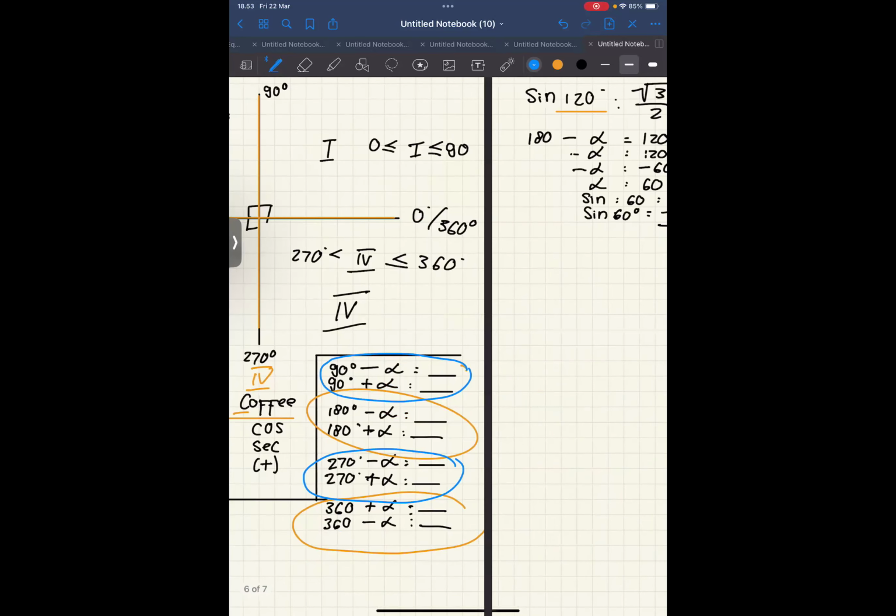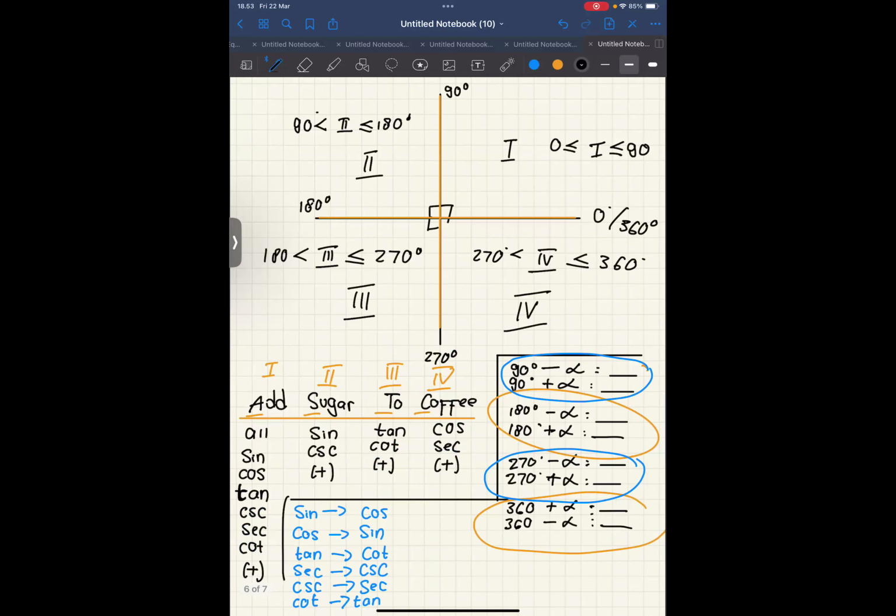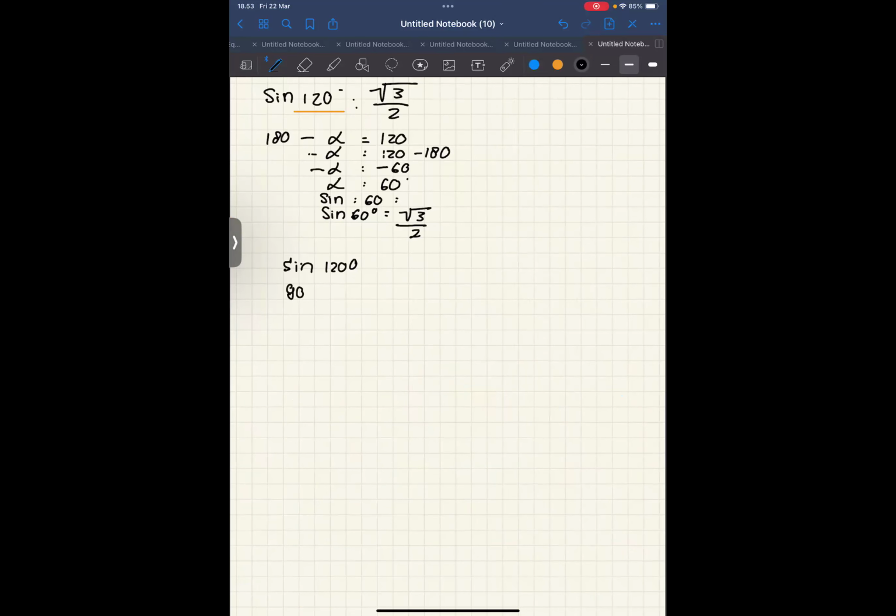So for example, we're gonna use this one. Still the same question, sine 120 degree. But we're gonna use the one in the vertical lines. We're gonna use 90. So 90 result in 120. So it's more than 90, so it's gonna be plus another angle that results in 120. So this angle is 120 minus 90, which is 30 degrees.